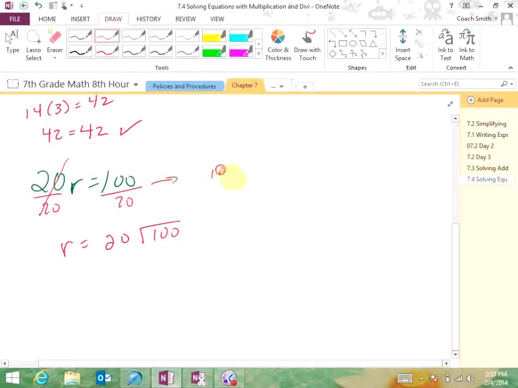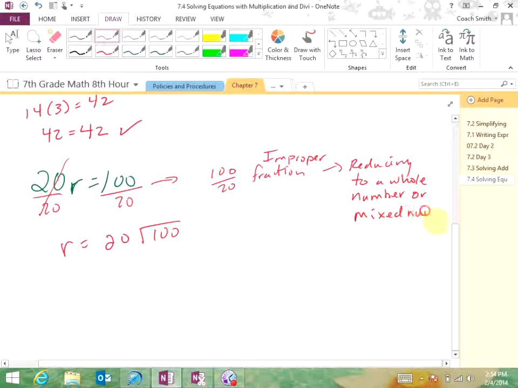Now, obviously, this is just a fraction, 100 over 20. Okay? It is an improper fraction. So, therefore, since it is an improper fraction, that's why we're reducing it to a whole number or mixed number. Okay, now, let's say they put some negatives in there. So hang on here, let me finish that one out. So R is equal to 5.